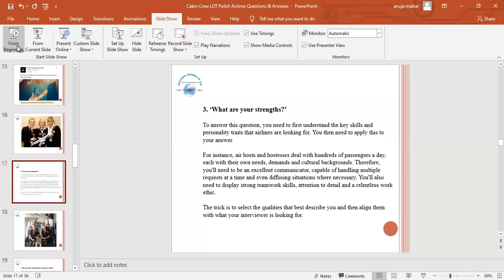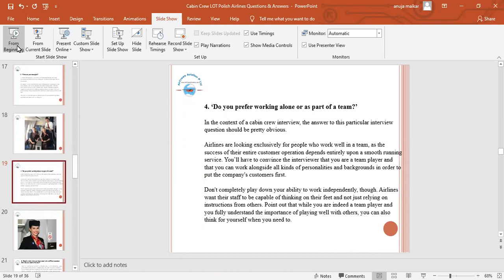You'll also need to display strong teamwork skills, attention to detail, and a relentless work ethic. The trick is to select the qualities that best describe you and then align them with what your interviewer is looking for. So you need to ask within what are your strengths, and if you're going for an interview at ABC company, you need to also do your background check. Okay, and they're looking for so and so candidates. So you can align your skills with the job requirements. So that is what you need to do.